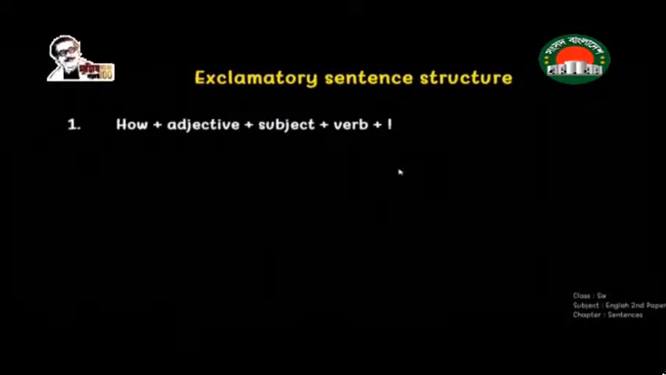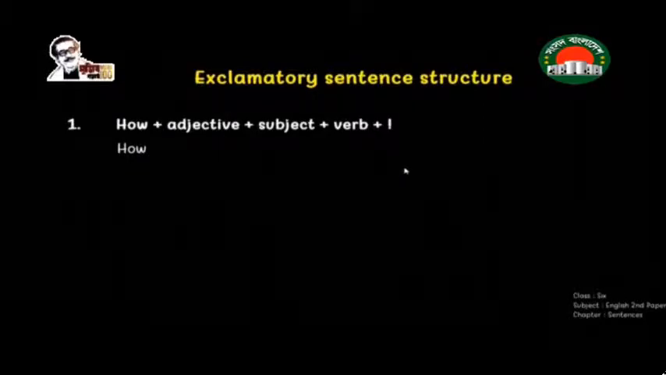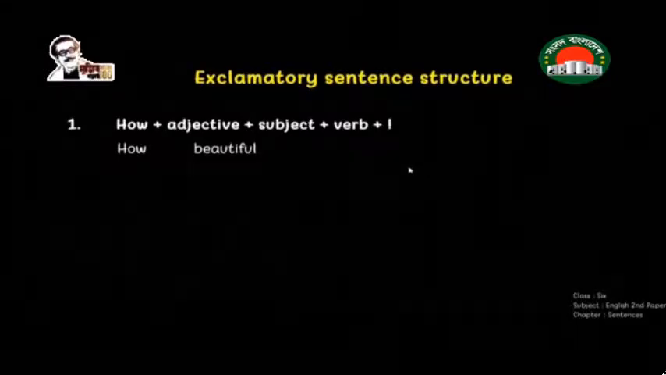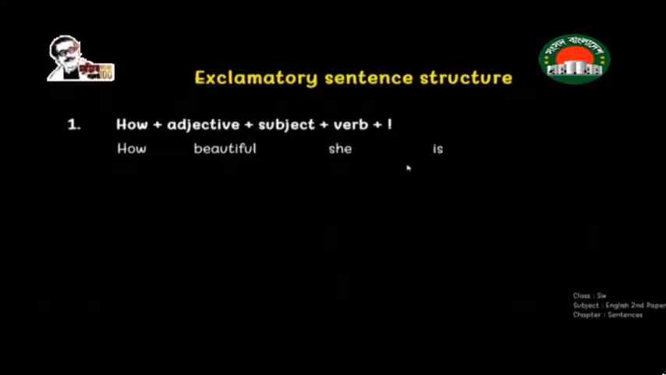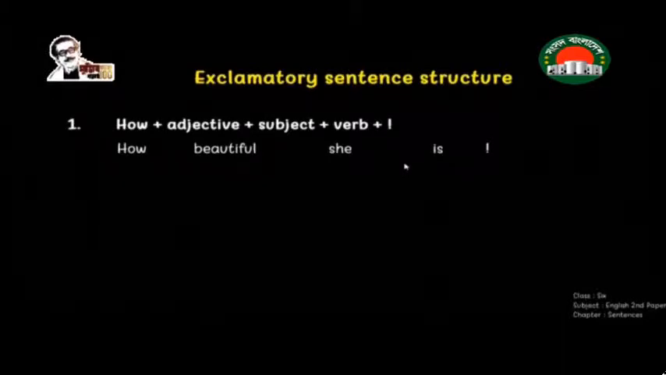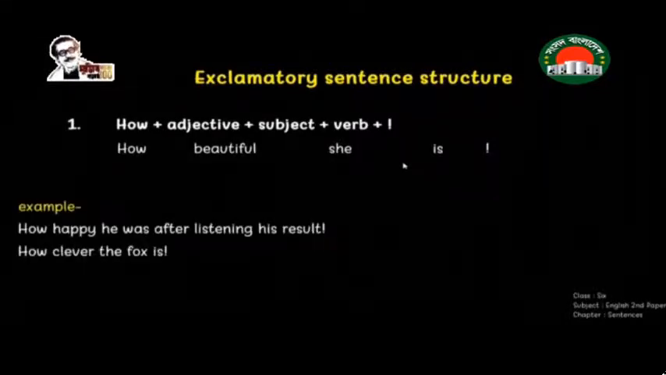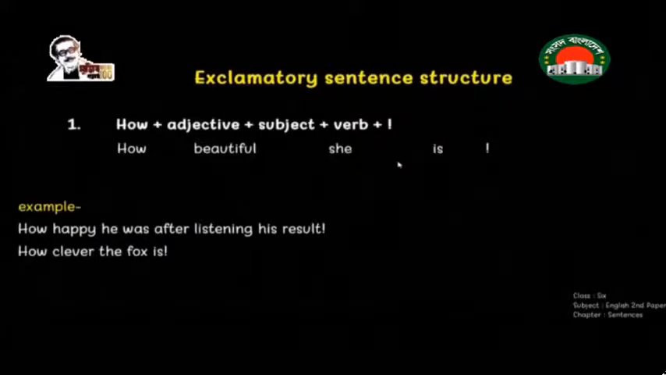So let's take how first, then take an adjective, beautiful. Then we need to take a subject. Let's take the subject, she. Now comes the verb, is. And finally, exclamation mark. So just like that we can say, how beautiful she is! So let's see more examples like it. How happy he was after listening to his result! How clever the fox is! Now go to the next structure.